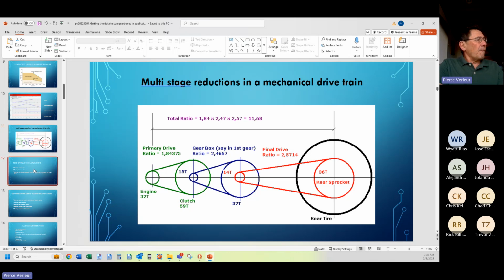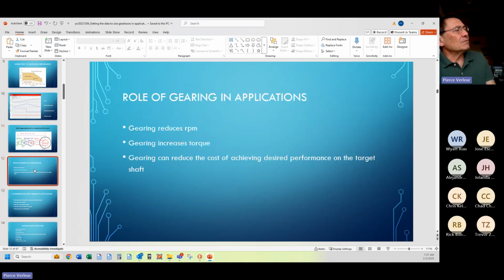When it was originally drawn in Europe, they use a comma where we use a decimal point. And my apologies there. Now, the role of gearing in applications, as I said, gearing reduces the speed, the velocity, the RPM, but it multiplies the torque. So it's a quid pro quo relationship. You get something, you give something.